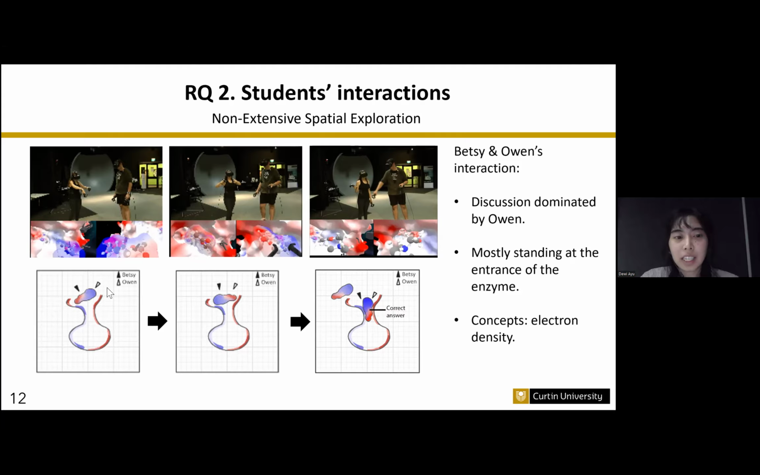And we can see here in the location map, this is the bird's eye view of the VR space. We can see that Betsy and Owen are mostly standing at the entrance of the enzyme. They just push the substrate at the entrance of the enzyme, trying to match the blue and red. So the concepts they're discussing between them are mostly only about electron density. So in the end, the answer about the best way to place the substrate in the entrance of the enzyme was incorrect. They placed it like this instead of like that.